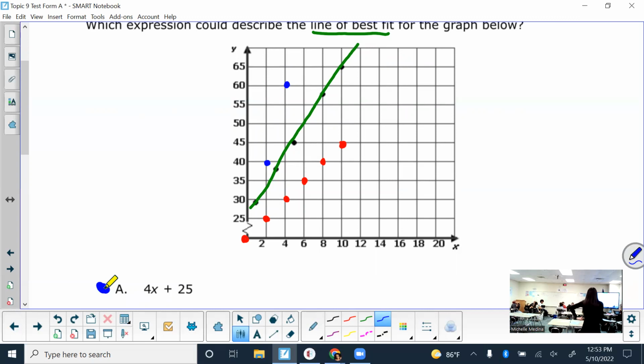All right, so process of elimination is your best bet. Which other ones would you like to see? Number 7.